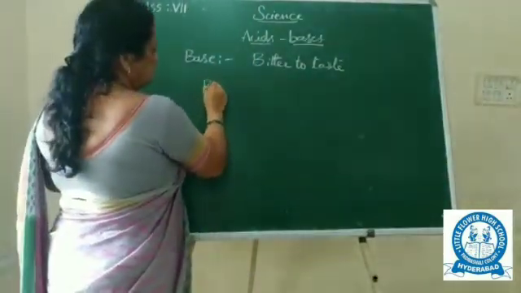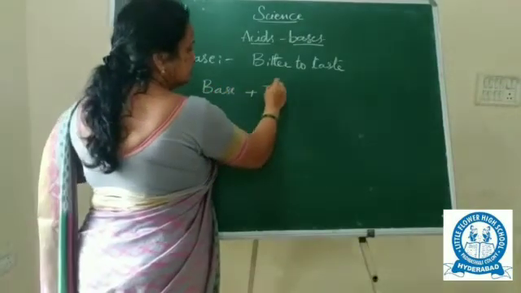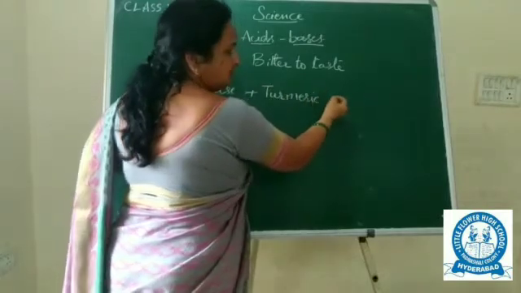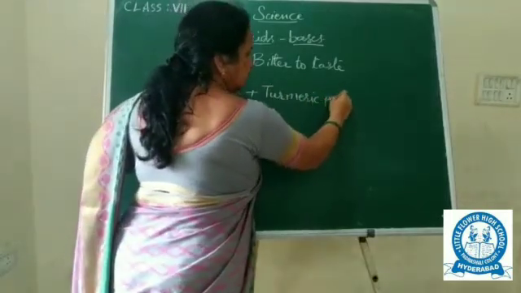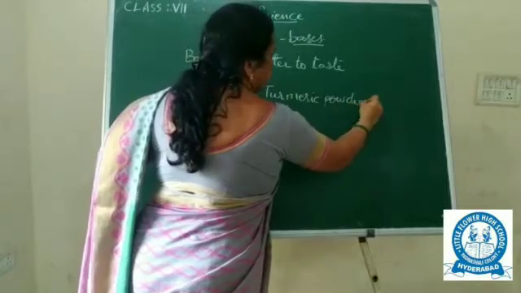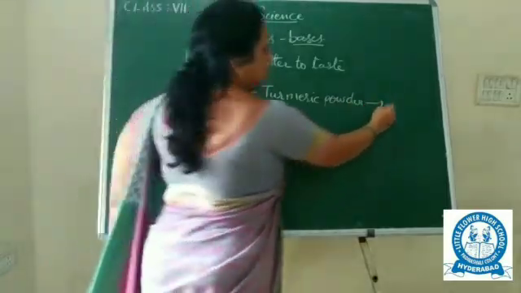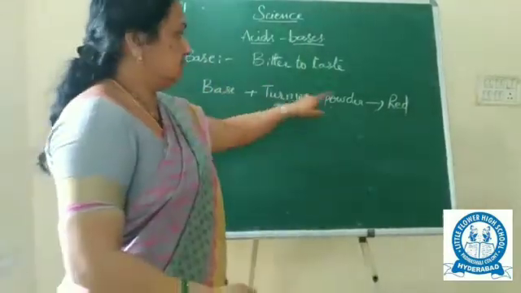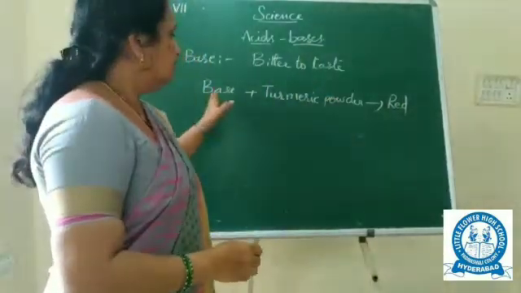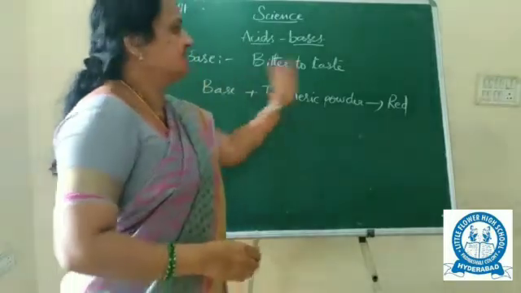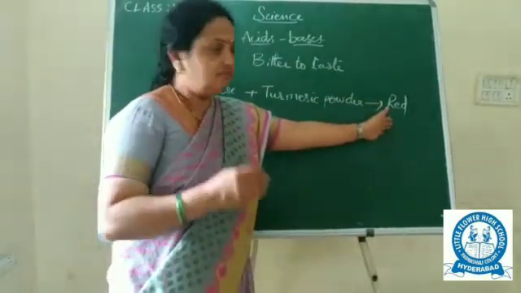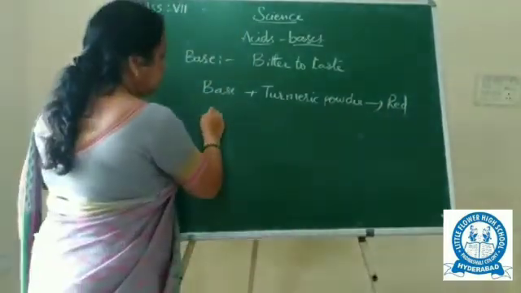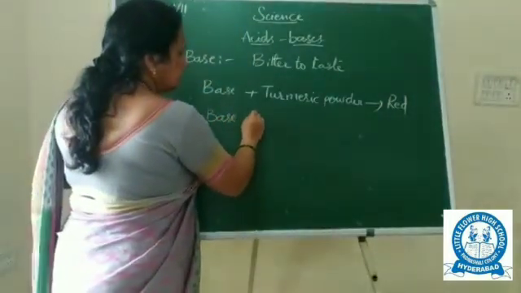So base plus turmeric powder or paper. Okay, turmeric powder. It changes to red color. Whereas in acid there is no change, but with base it changes to red color. Already we did an activity. Is it right?